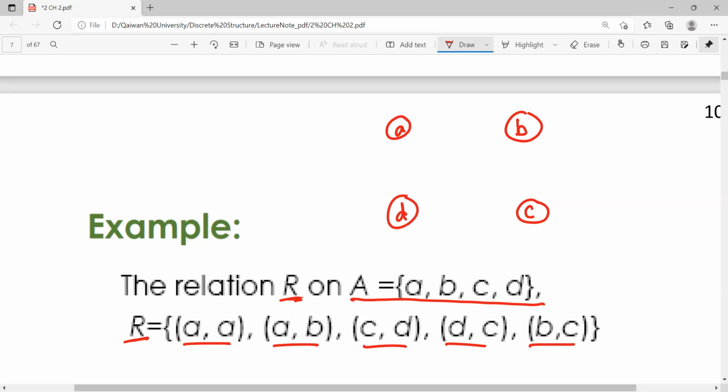And now we are going to draw the arrows. Here we have (a, a). That means we have an arrow from a to itself, from the first to the second. So we have an arrow from a to itself.